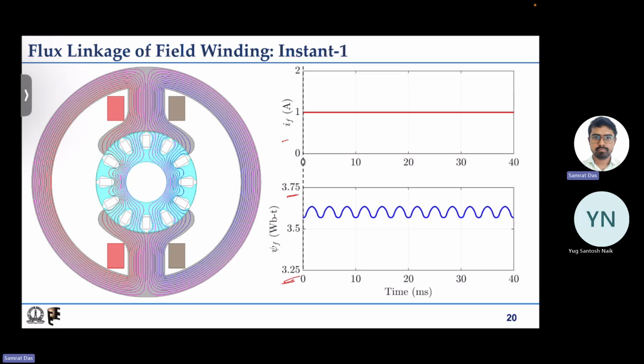In this scale you are able to see some variation, and we understood that this variation is related to the number of slots that you have. In this case, this is data for one complete cycle, and if you actually count the number of cycles of variation which are there, that is actually 12. That is due to the number of slots that you have. So at this rotor position, you can see the small variation that is happening.